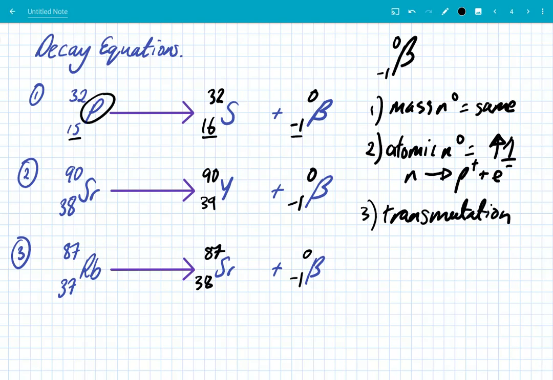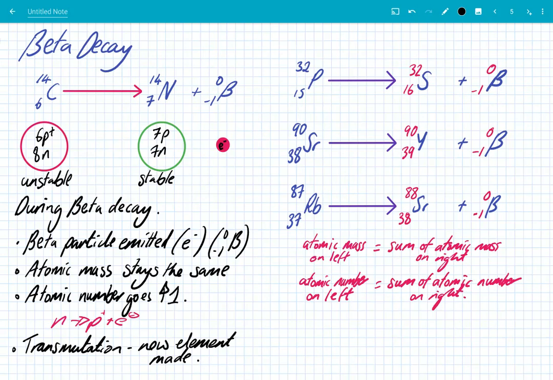We start with phosphorus, we end with sulfur. We started with strontium, we end with yttrium. We started with rubidium and we ended with strontium there. So those 3 key things are things you need to remember, as well as the fact that beta particles are electrons being emitted. So beta decay, very, very simple. It's just a process by which an unstable nucleus becomes stable by kicking out a beta particle. And that beta particle takes away mass, well, a tiny, tiny bit of mass, but a lot of energy from the nucleus, enabling it to become more stable.